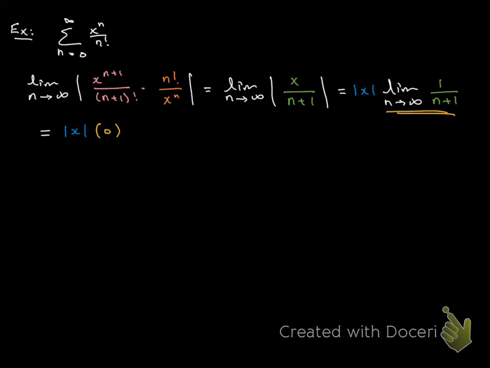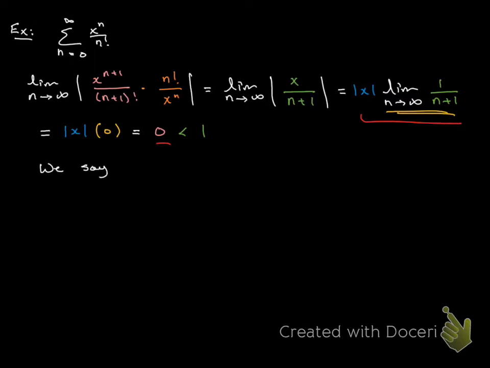Now, what does the ratio test tell me? It tells me that as long as this limit is less than 1, the series converges, right? So this guy is 0, which is indeed less than 1. Okay? Absolute value of x times 0, it doesn't matter what x is, as long as I multiply it by 0, I'm going to get 0. By the ratio test, as long as the entire limit, this whole thing, is less than 1, I have a convergent series. The limit that I got is 0, which is always less than 1.